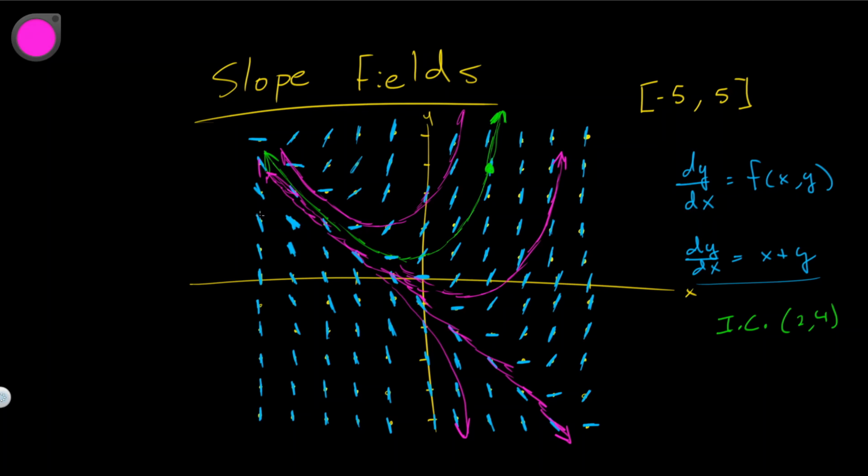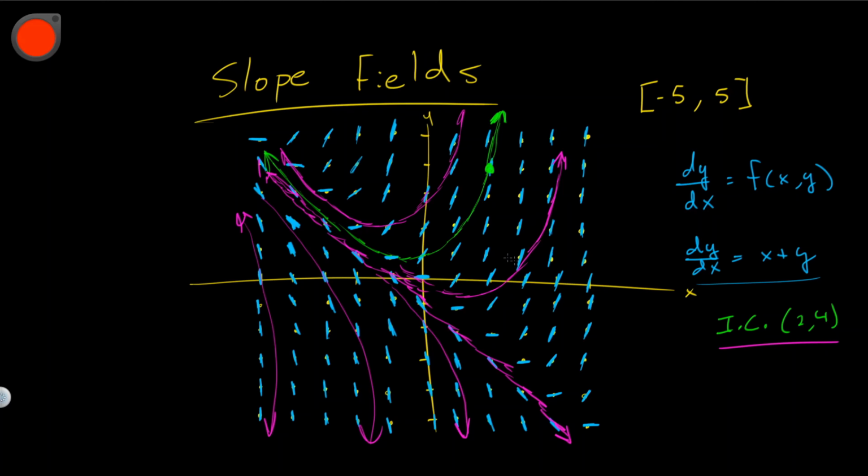All right, and I can keep doing this. Right, this is the family of solutions, and particularly this green one was the solution that we were looking at before with Euler's method. This is a slope field.